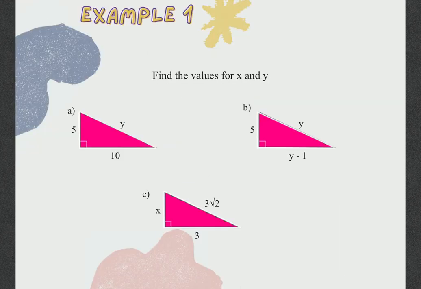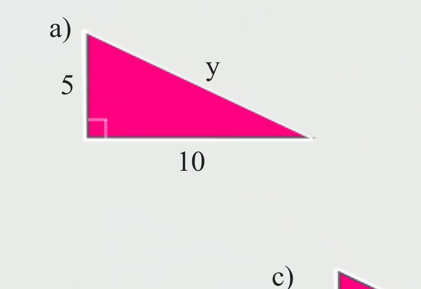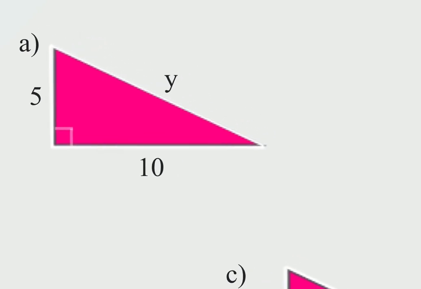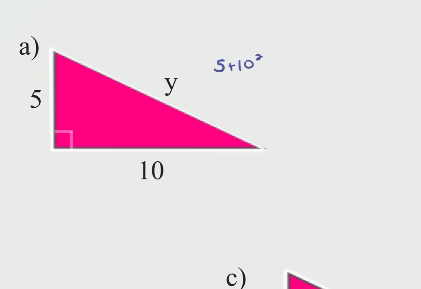All right, so this says find the values for x and y. Again, they all have to be right triangles for this to work. So they are. It's a little hard to see the little square in the corner, but that is what marks a right angle. So I would say that 5 squared plus 10 squared equals y squared. 25 plus 100 equals y squared, and 125 equals y squared. Then I would square root both sides. Normally I would put plus and minus in front of that, but because we're talking about a side length, and a side length can't be negative, I don't worry about the plus and minus.